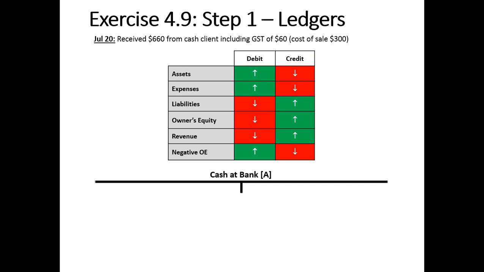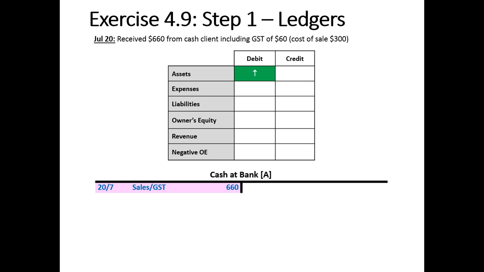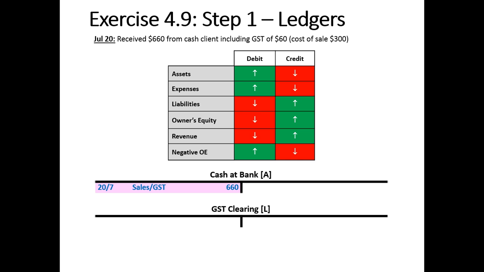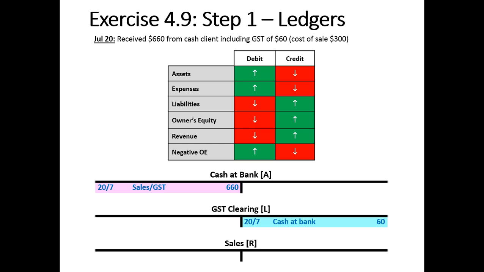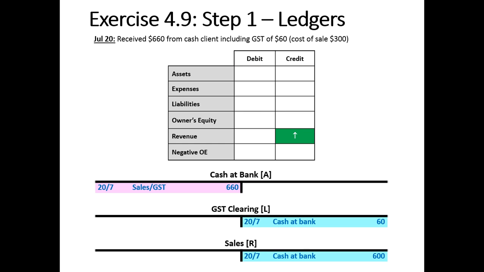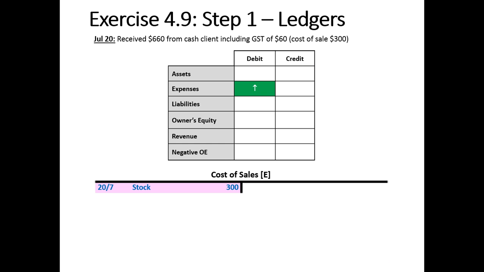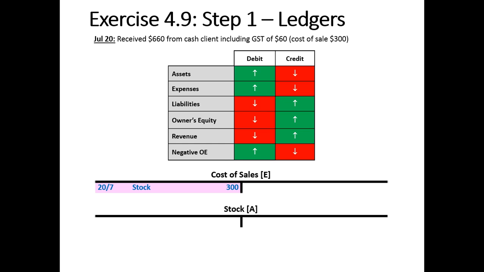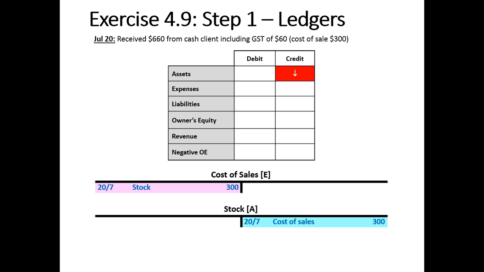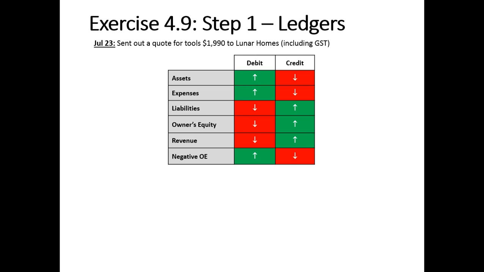Received $660 for a cash sale, including GST of $60, cost of sale $300. So we've got $660 of money, a liability going up of $60, and a sale or a revenue increasing $600. Cost of sale expense was $300, and assets in the form of stock will decrease $300.